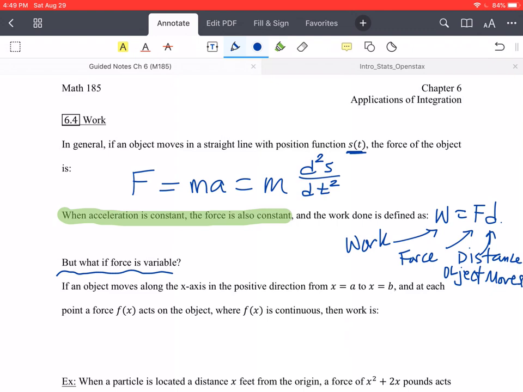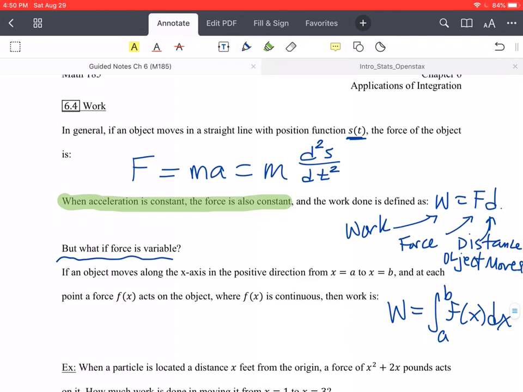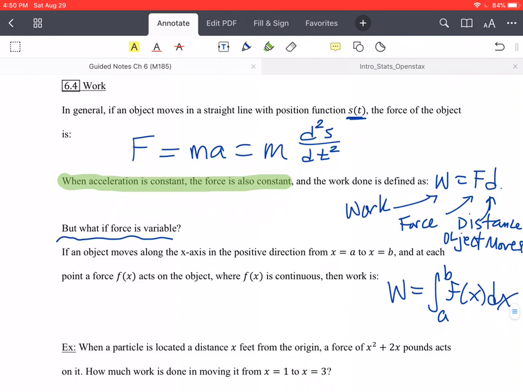So if an object moves along the x-axis in the positive direction from A to B, and at each point a force acts on the object, where f of x, that force function, is continuous, then the work can be found using the integral from A to B of f of x dx. Okay, a nice, simple, concise, just an integral. So if we can identify the function that represents the force, we can find the amount of work being done over the distance from A to B.